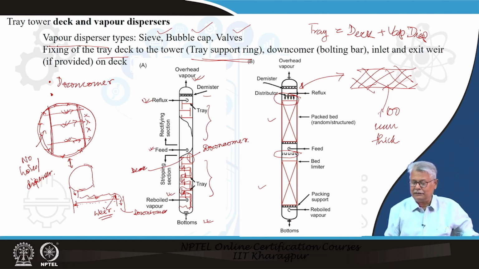In case of a bed, definitely you have to have two more things. You have to support your packing. So, there has to be a packing support, which is usually a grid, and there is a bed limiter also. You have the vapor coming up. Under no circumstance do you want your top bed packing to be thrown off the bed. So, usually you will also have a grid here, or other than a grid, you can often have some bigger size packing on the top also, so that they do not get lifted, and this acts as the bed limiter.